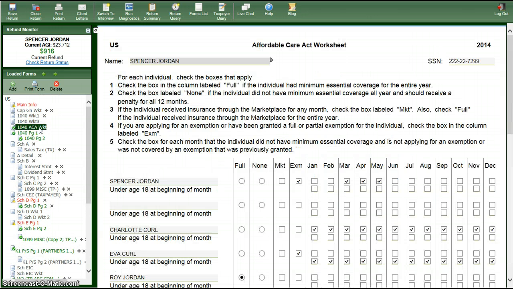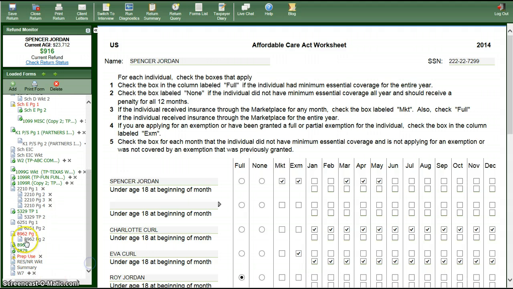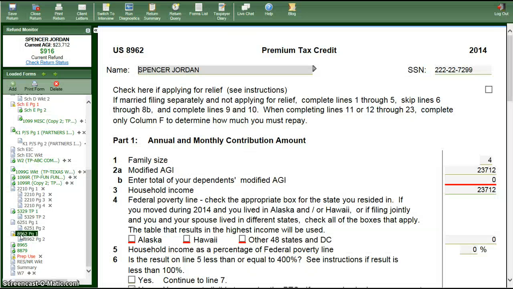Next, I'm going to go back to the ACA worksheet because we do have a 1095A for Spencer. You'll see here that he has a few months where he had no coverage and no exemption. But we do know that he purchased insurance in the marketplace because he does come in with a 1095A. When you click the marketplace column, the 8962 is added to your tree. So you're going to go then to that form.